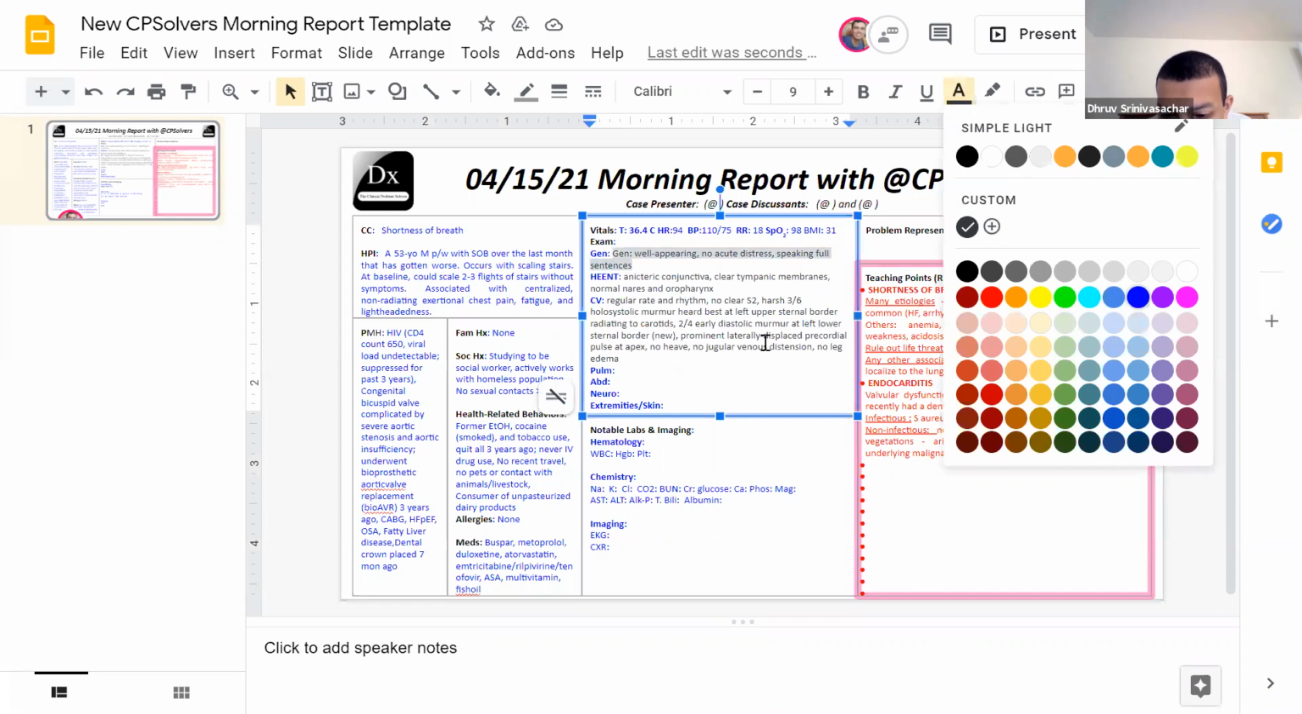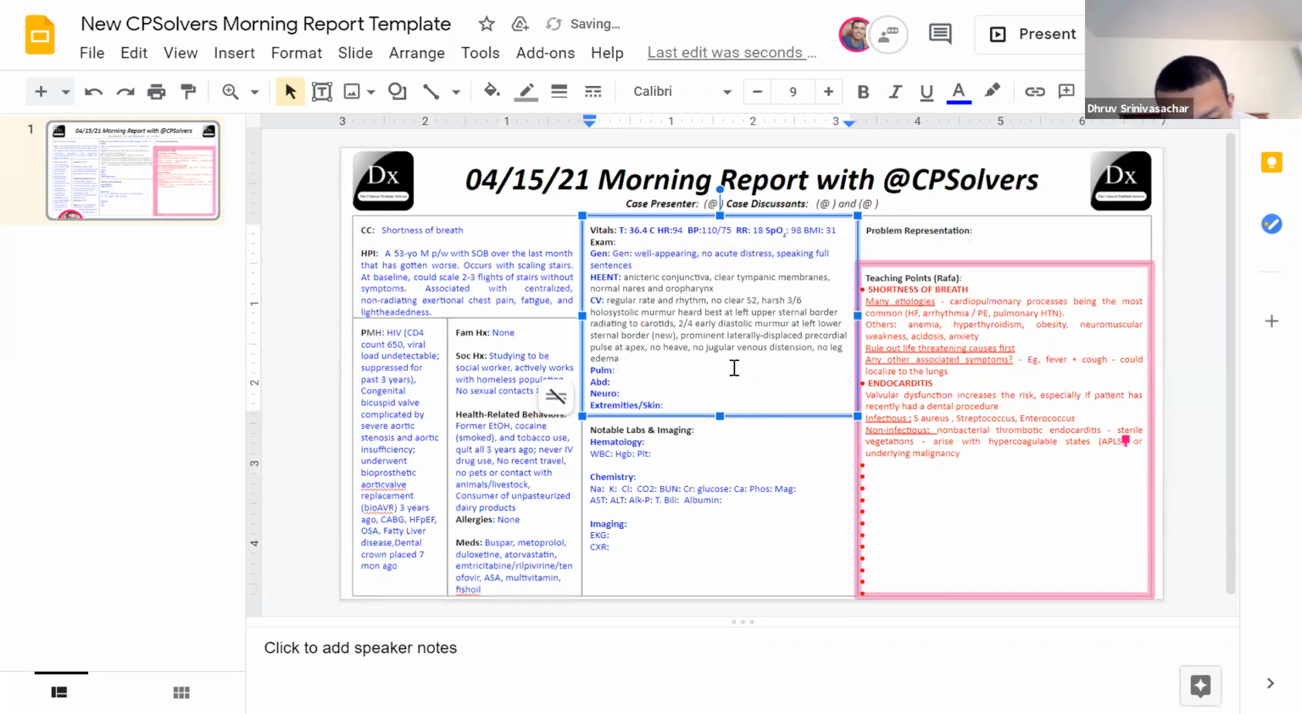His lung, abdomen, and neurologic exams are all normal. And in terms of his extremity and skin exam, he has a well-healed scar from his median sternotomy from his prior surgeries. He does not have any palpable lymphadenopathy, and he does not have any other skin findings.